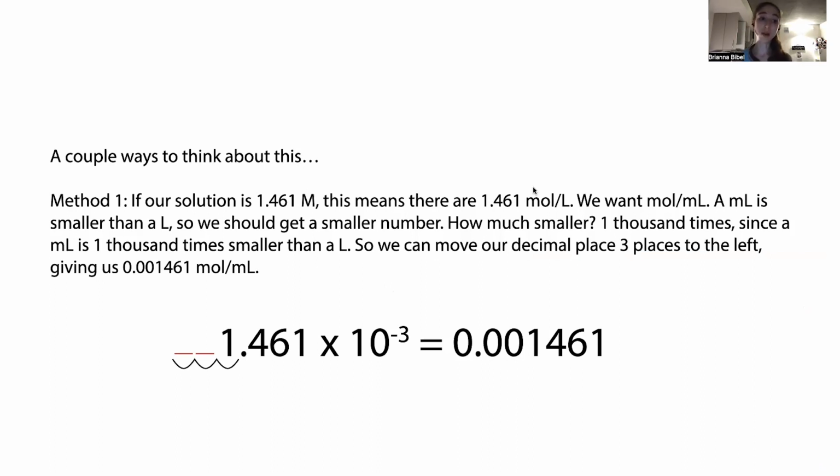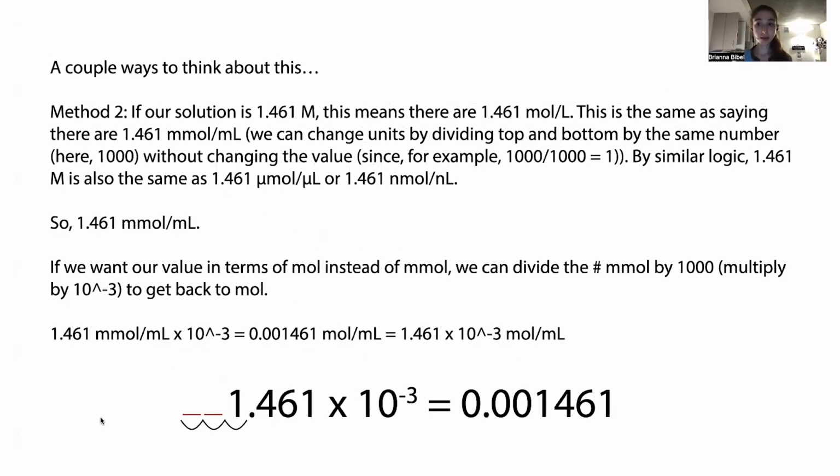So a milliliter is smaller than a liter, so we're talking about this stuff in a smaller volume. It's like thinking about how many slices of pizza are in a single box versus how many slices of pizza are in a carrier bag full of pizza boxes. So we're going to get a smaller number. How much smaller? Well, 1,000 times, because a milliliter is 1,000 times smaller than a liter. So now we're going to move our decimal place 3 places to the left to give us 0.001461 moles per milliliter.